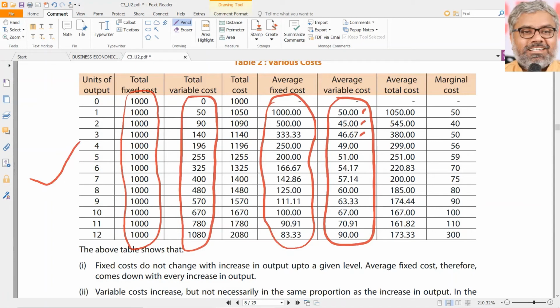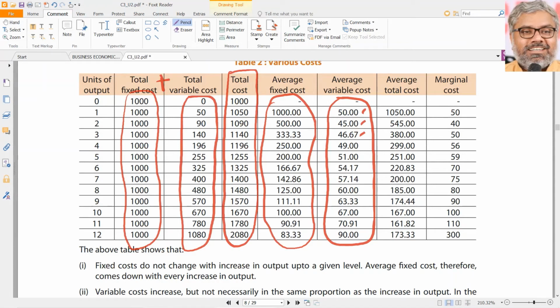From there onwards, if you observe, it kept on rising only. 49, 51, 54, 57, 60, 63. Like that, it keeps on increasing after reaching its minimum at 45. That is average variable cost. Now look at total cost. Total cost means what? Nothing but the total of fixed cost plus variable cost. Add these two things, you will get total cost.